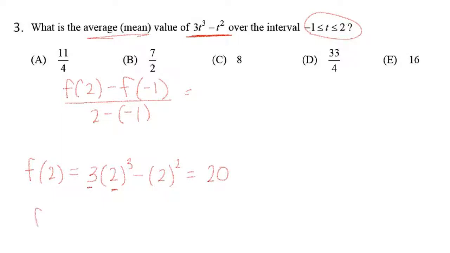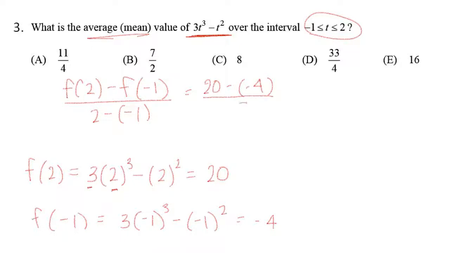And then f at negative 1, that's going to be 3 times negative 1 cubed minus negative 1 squared. And so that's going to give me negative 3 minus 1, so that's going to give me negative 4. And now I'm ready to plug into my formula. F at 2 was 20 minus f at negative 1 was negative 4, all over 3. And so that's going to give me 24 over 3, which is 8. So my answer choice here is C.